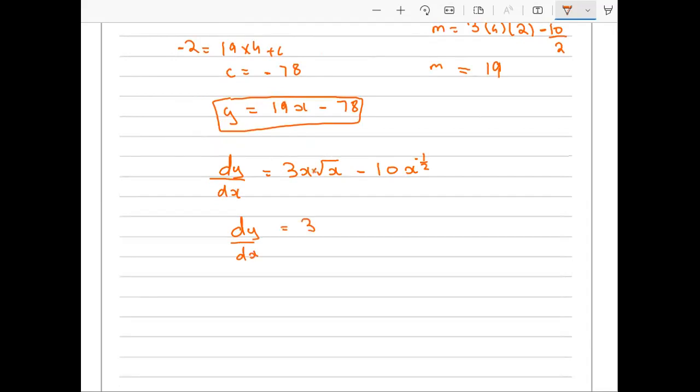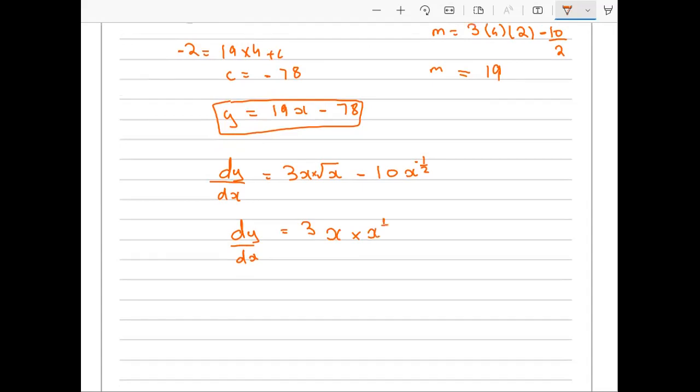Okay, x into under root x will give me what? When bases are same, I can write it as x multiplied by x to the power 1 by 2, minus 10 x to the minus 1 by 2. Again, when bases are same and they are being multiplied, we add up the powers, so it would be 1 plus 1 by 2. I'm doing this just so I am easily able to integrate this function. And this will give me 3x to the 3 by 2 minus 10 x to the minus 1 by 2. Okay, now this is my dy by dx.